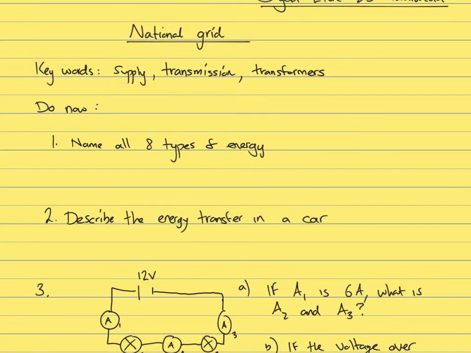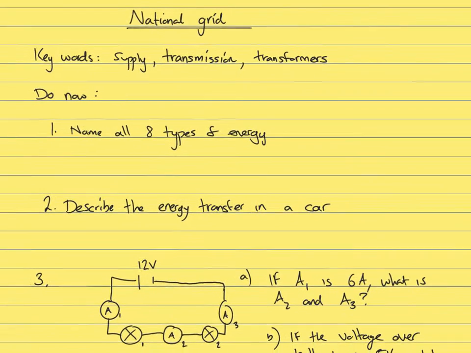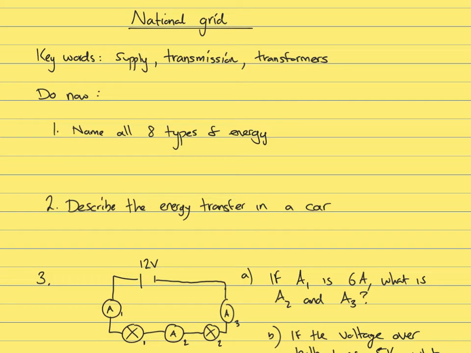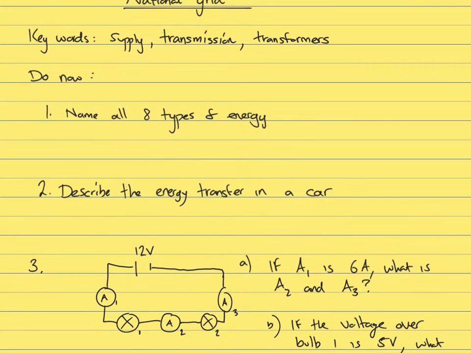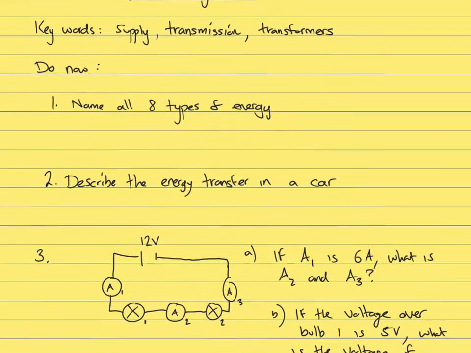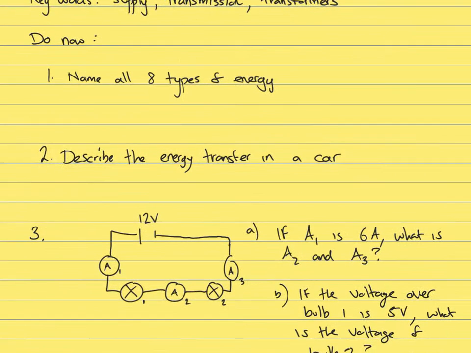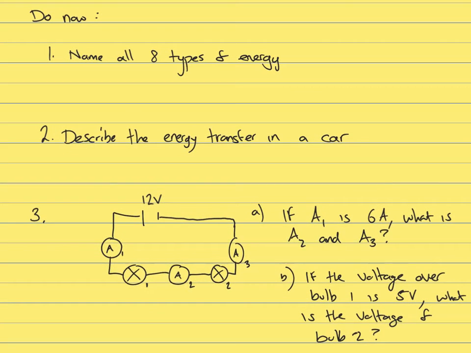You do know activity. Obviously pause within this video now. So you do know activity is name all 8 types of energy. Okay, we remembered a mnemonic to remember these 8 types. So we use the first letter of each one of those. It's in your books. Describe the energy transfer in a car. Be careful on this one.